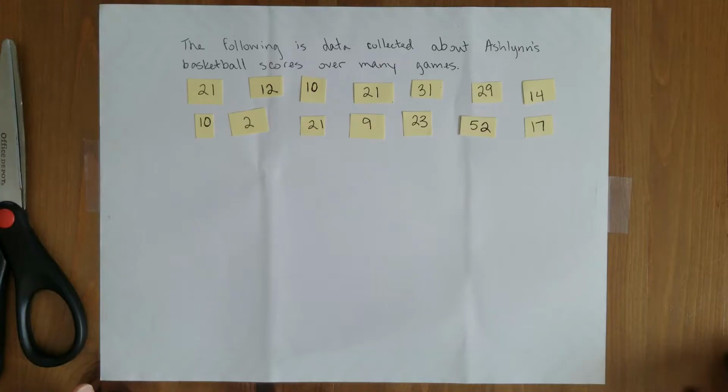The following is data collected about Ashland's basketball scores over many games. So this is Ashland's basketball team and the points they were able to score over many games. The first thing we're going to do is take these scores and put them in order from least to greatest.